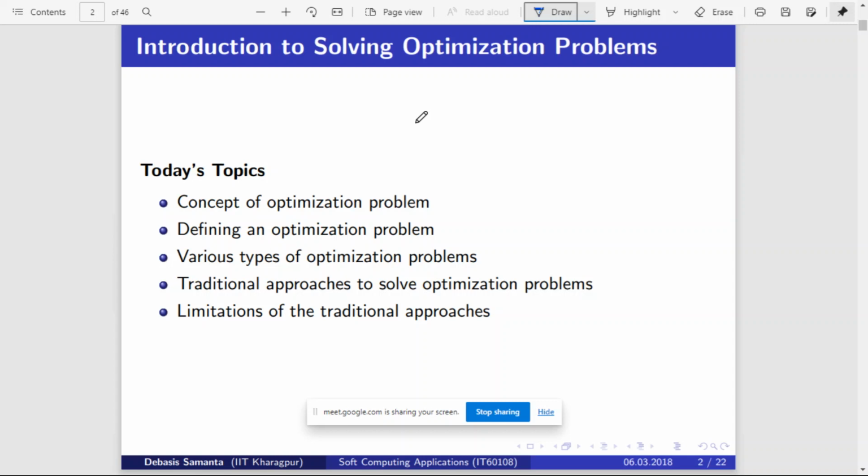Okay, so these are the topics we are going to discuss in this lecture. The concept of optimization problem, what is meant by optimization problem, defining an optimization problem, various types of optimization problem, traditional approaches to solve optimization problem, and what are the limitations of traditional approaches. Because of these limitations, we are going for a different type of approach, which is called evolutionary algorithms.